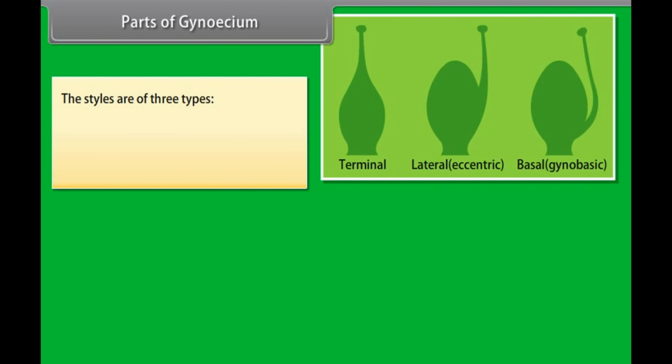The styles are of three types: terminal or apical, lateral, gynobasic.